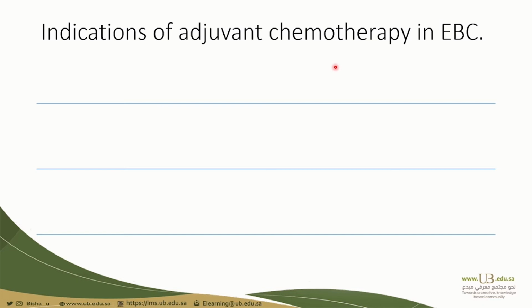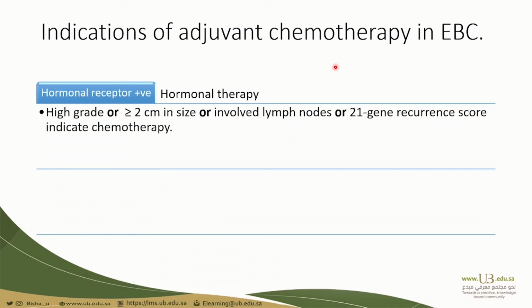Here we will talk about the indications of adjuvant chemotherapy in early breast cancer. Hormonal receptor positive patients, which are luminal cells or luminal subtypes A and B, should go for hormonal therapy, but we know that the hormonal therapy will be added after the systemic therapy, if the patient needs systemic therapy. What are the indications of systemic therapy by chemotherapy in a patient with early breast cancer?